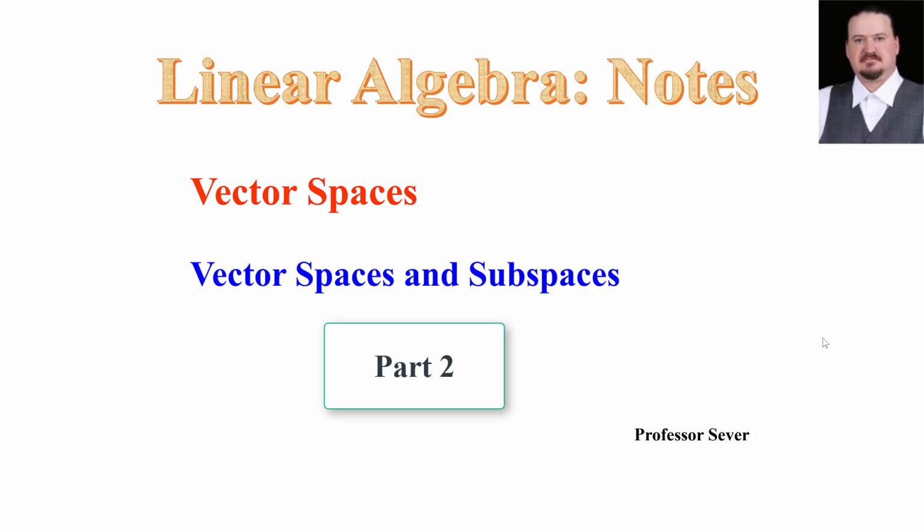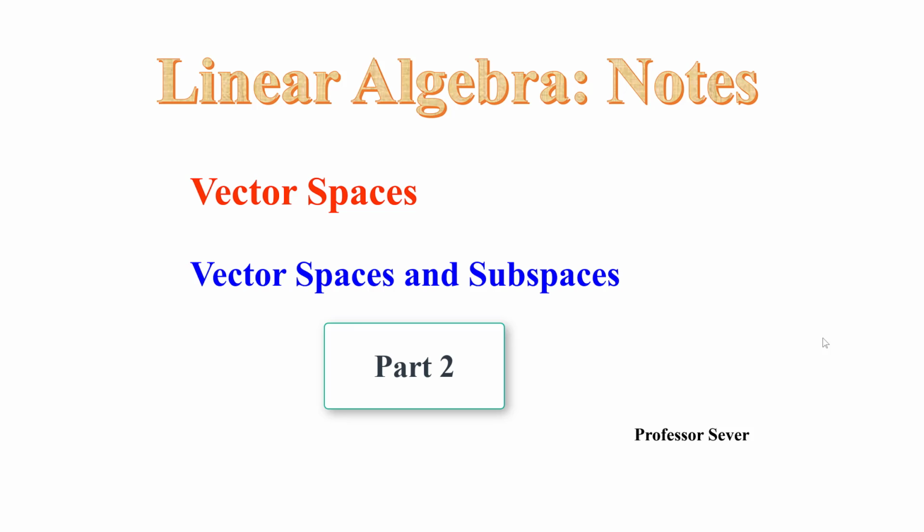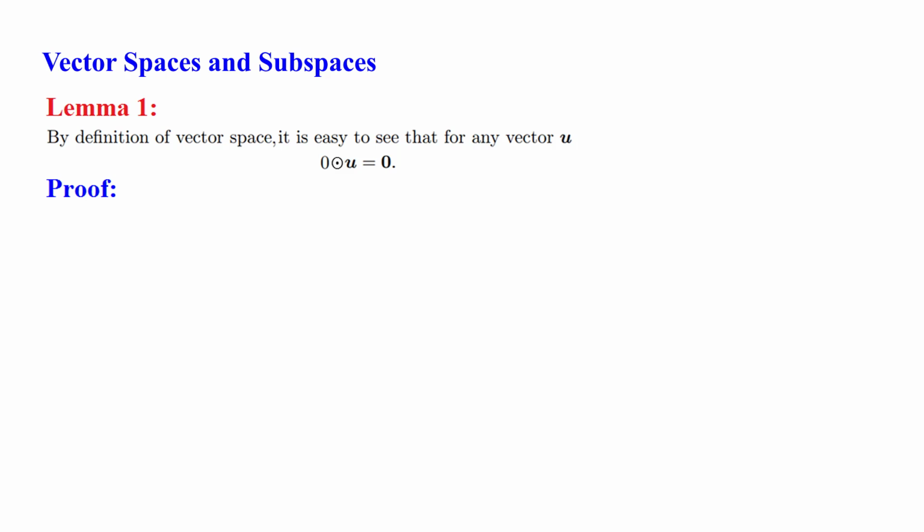Today we're going to do an introduction to abstract vector spaces and subspaces. What we would first like to do is prove a result that most students find to be not surprising. Lemma 1 is that 0 scalar times any vector is the 0 vector. And here's a proof for that. There are other ways to prove it.